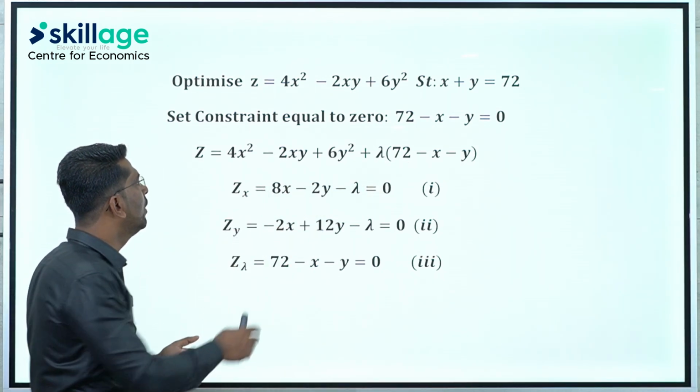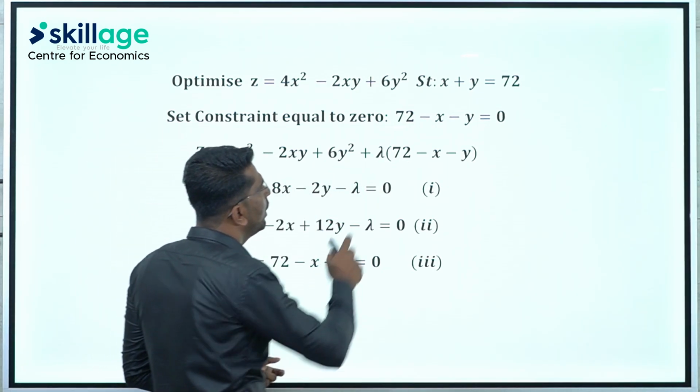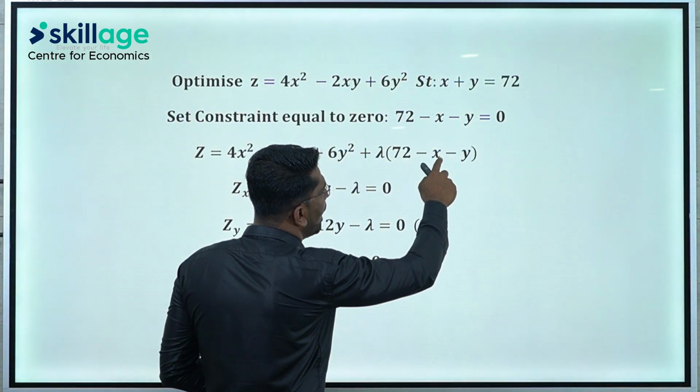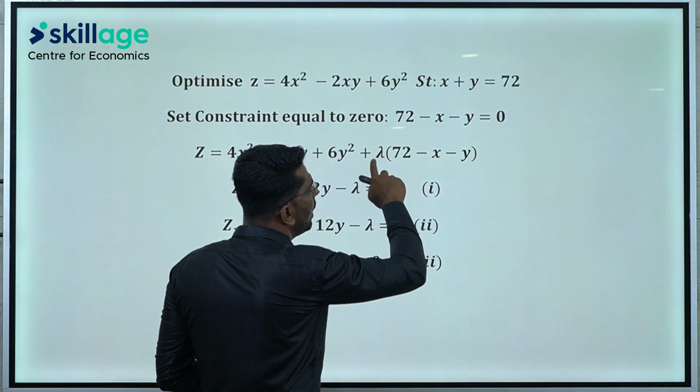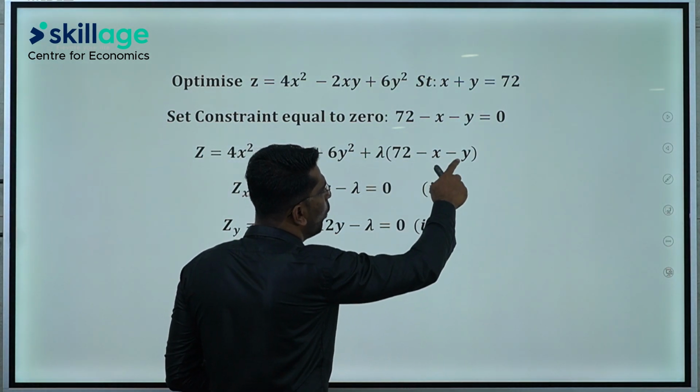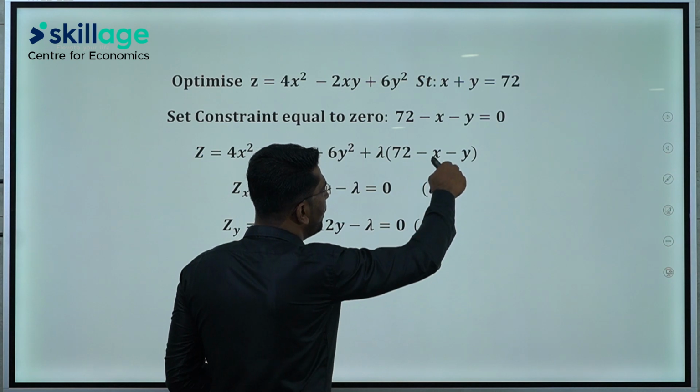Thirdly, we are again differentiating this particular function with respect to lambda. Where is lambda? Here there is no lambda value. Here we have lambda times 72 minus x minus y. If you go for multiplying it, it is lambda 72, lambda minus x, lambda minus y, minus lambda y.